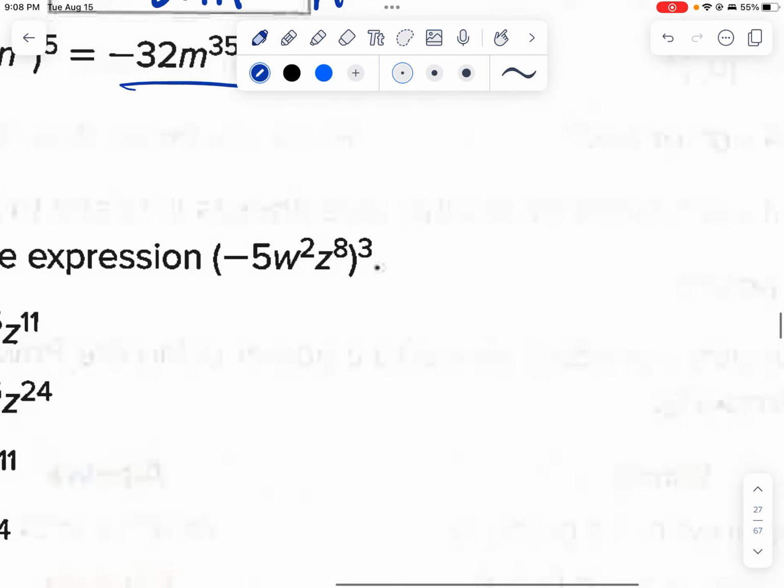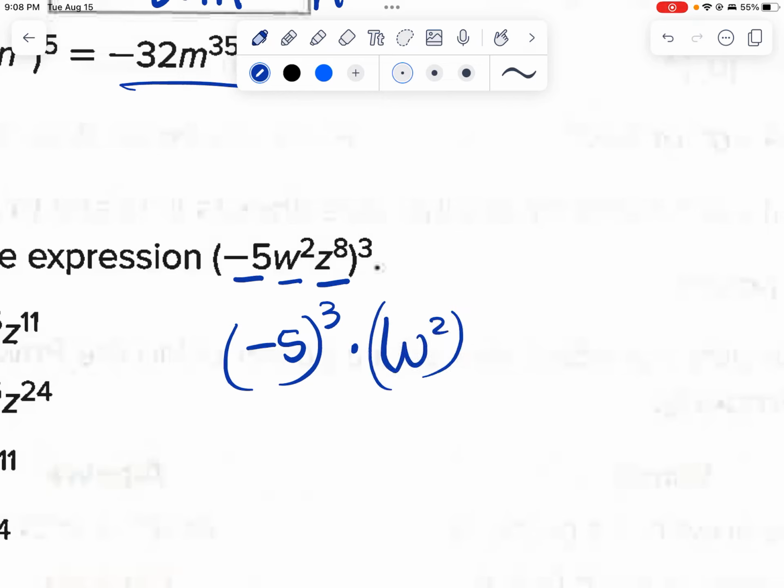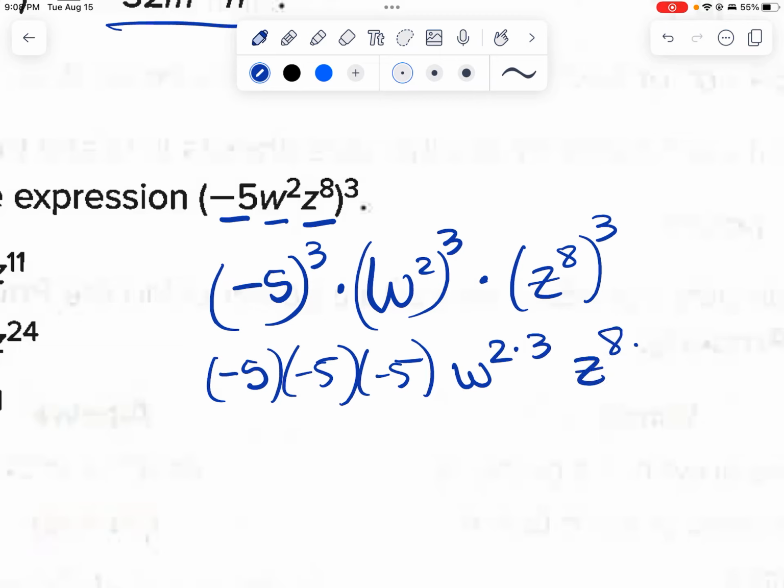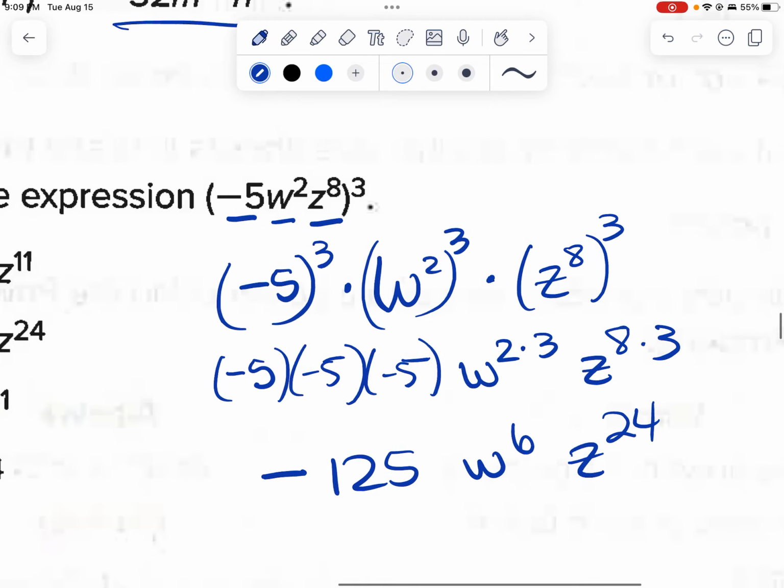Okay, again, I'm going to split these up. So my first, second, and third. So negative 5 raised to the 3rd power, w squared raised to the 3rd power, z to the 8th raised to the 3rd power. So negative 5 times negative 5 times negative 5. We have w 2 times 3, z 8 times 3. This will get me negative 125, w to the 6th, z to the 24th.